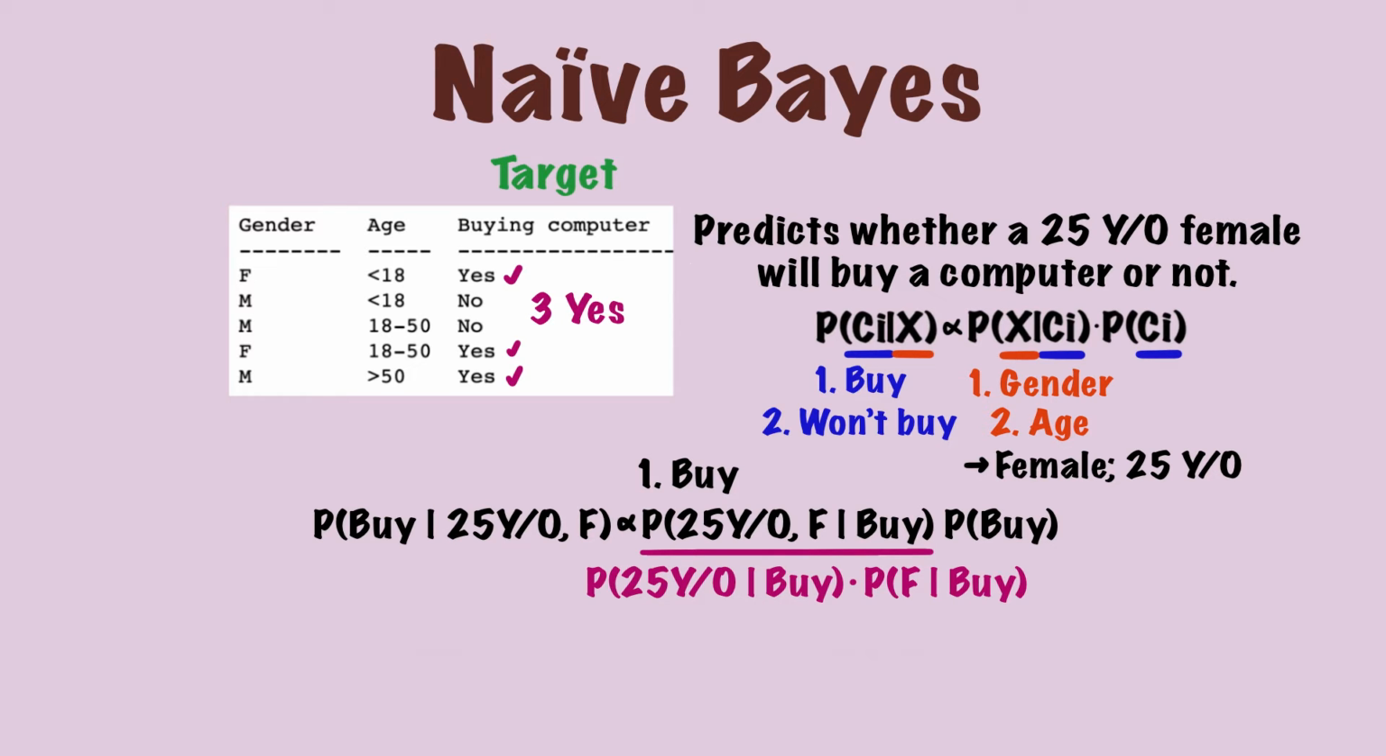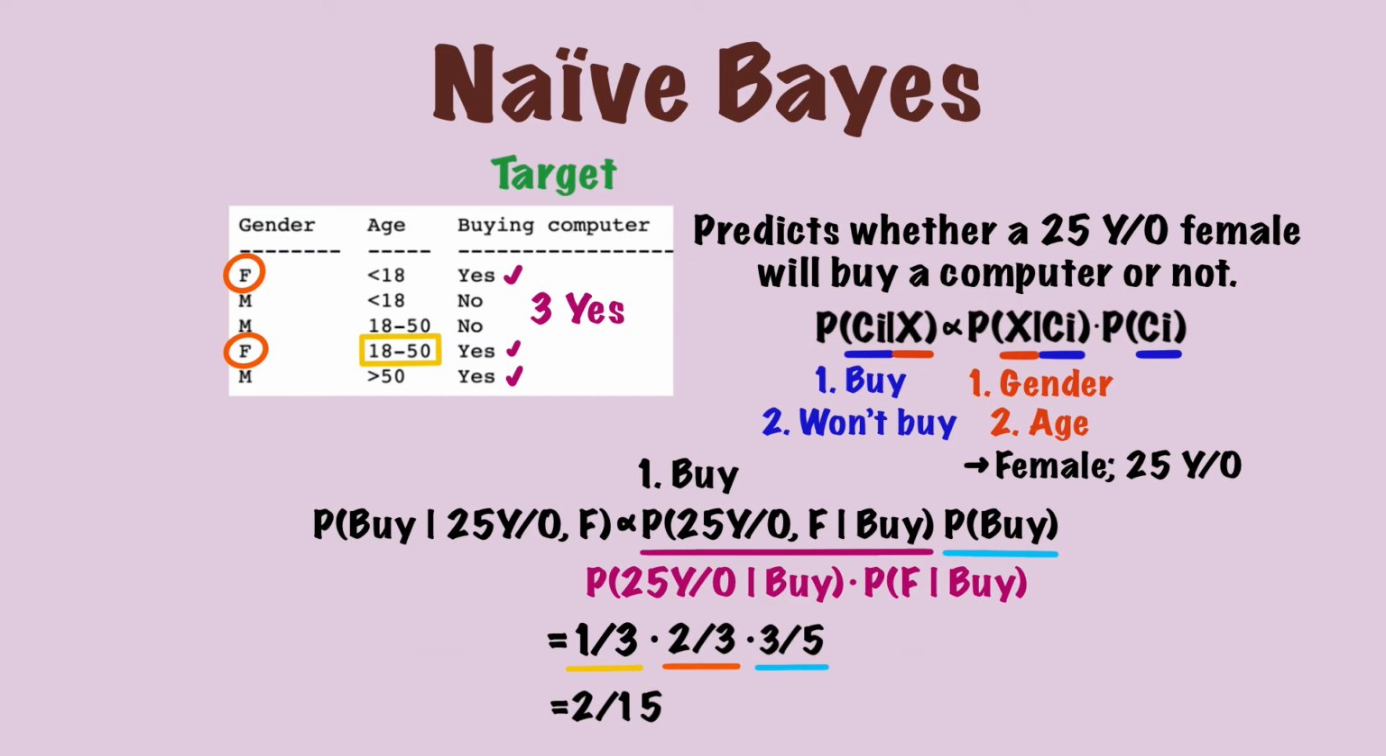Since we are dealing with class yes, we only need to look at people who actually buy a computer, and there are 3 people buying computers in our database. First, the probability of 25-year-old conditioned on buying computer is 1/3, because 1 out of 3 people is in the age range 18 to 50. Second, the probability of female conditioned on buying computer is 2/3, because 2 out of 3 people who buy a computer is female. Then, the probability of buying computer is 3/5, because 3 out of 5 people buy a computer.